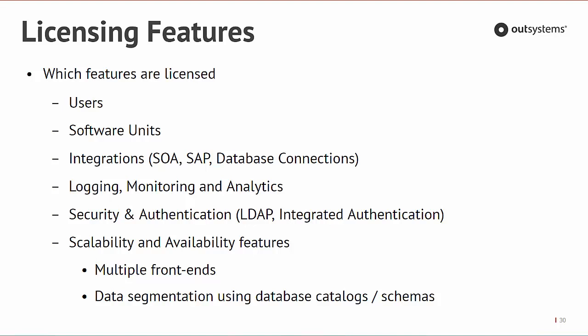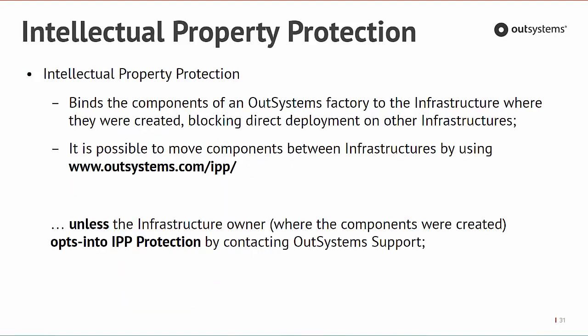Security and authentication, namely LDAP and integrated authentication, and scalability and availability features like multiple front ends or data segmentation using different database catalogs or schemas for different applications. Another one that's not mentioned here but also depends on the license is lifetime, and you can check those actual details for the editions on sale if you go to the OutSystems website.